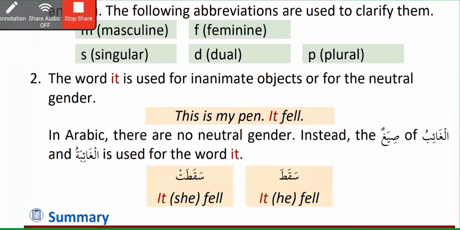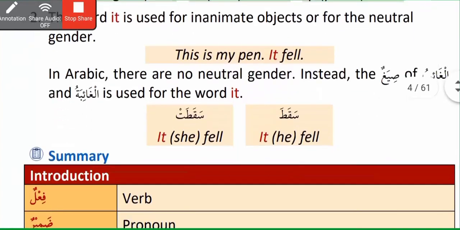Number two, the word it is used for inanimate objects or for the neutral gender. This is my pen, it fell. So the word it does not exist in Arabic. In Arabic, there are no neutral genders. Instead, the sighas of ghaib and ghaiba are used for it. Everything has to be either masculine or feminine.